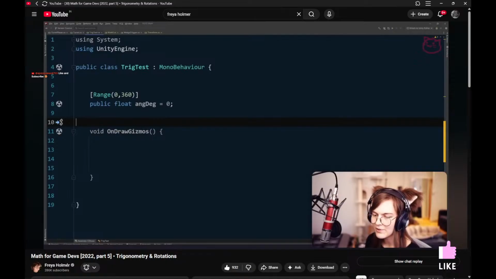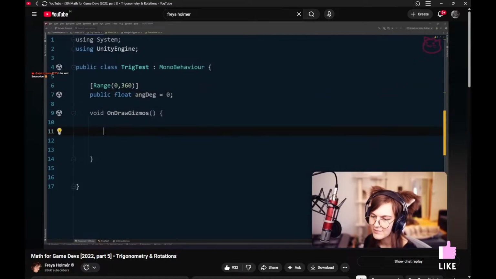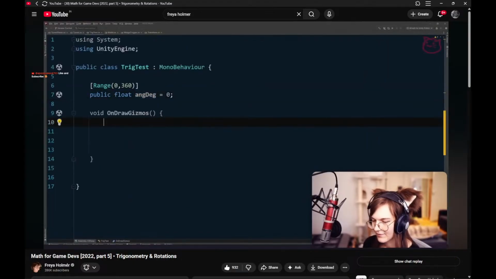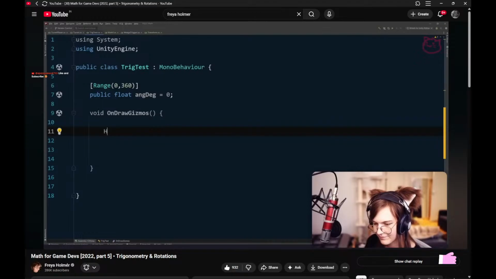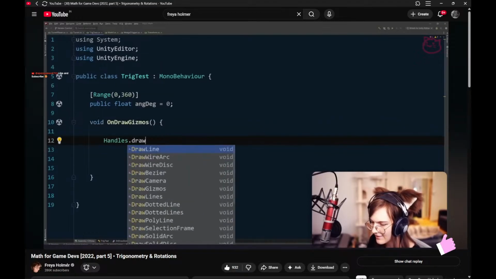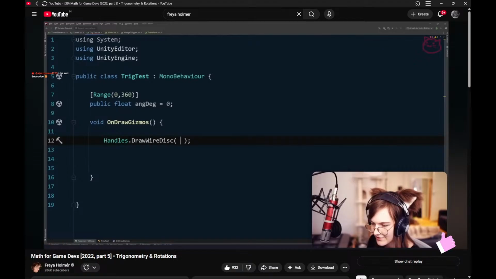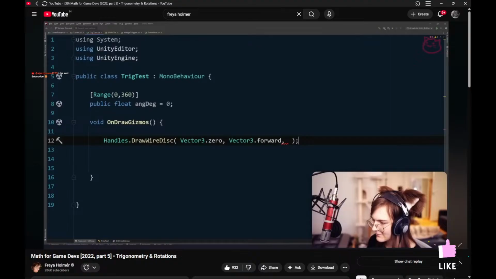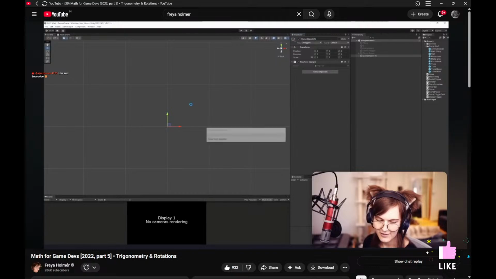Okay, so let's say we want to draw a vector based on this angle, so that we have a slider so that we can change the angle of a vector. That's what we're gonna do now. Maybe we can start out by drawing the unit circle. So that's a wire disk, where Vector3.zero is the center, and Vector3.forward is the normal, and the radius is 1. Just to get our unit circle going.